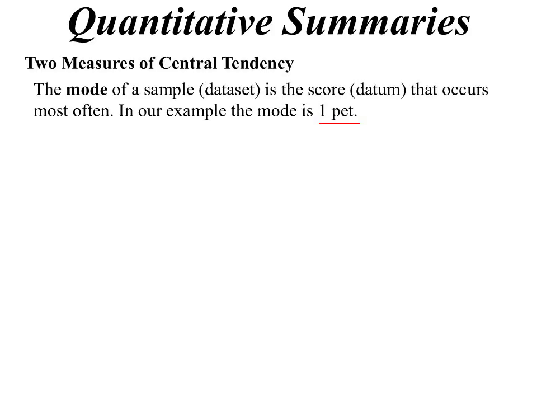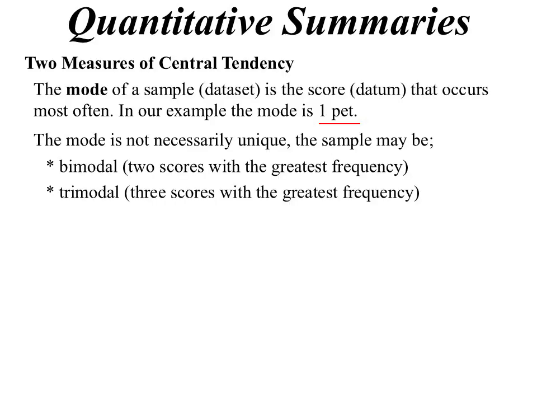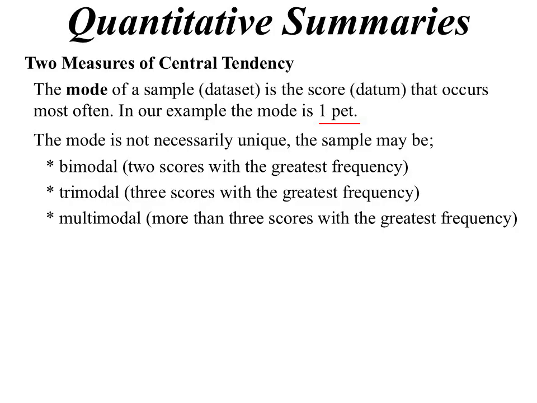Quantitative summaries, the measures of central tendency. Mode, which personally I think is not a great one, but in normal distributions certainly the mode will be dead in the middle, there's no question about that. The one that happens the most, so our example was one pet. It may not be unique, it is possible to have two modes, so bimodal, you could have trimodal. After that we just tend to say, oh look, it's multimodal, it has many modes.